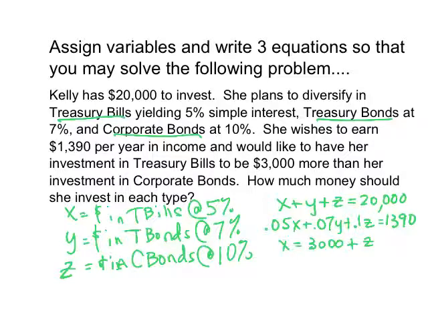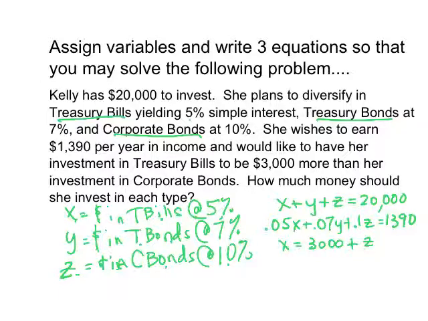All right, so the first thing we had to do is assign some variables. Kelly has a whole bunch of money to invest, and she's using 3 different investment options. The first was treasury bills, which yield 5%. So I made X be the money she invests in treasury bills at 5%. The second, her Y variable, is going to be the money in treasury bonds at 7%. And our third variable, Z, is the amount in corporate bonds at 10%.